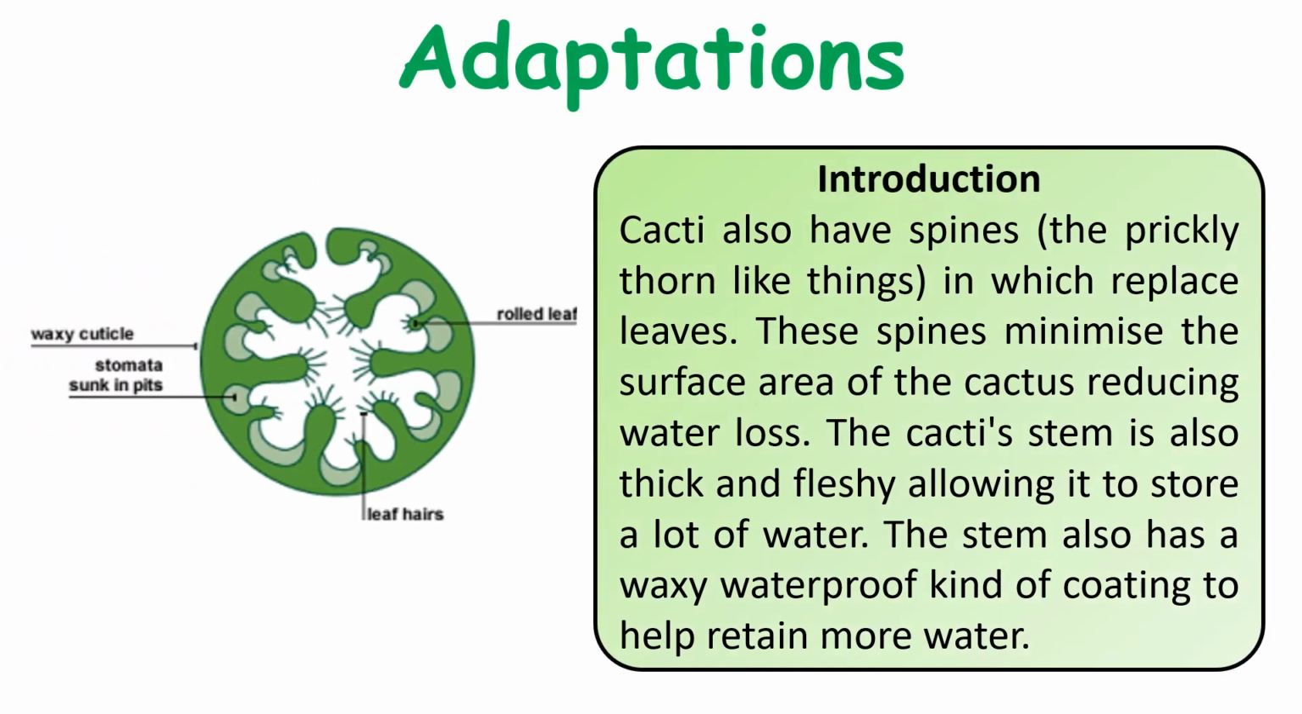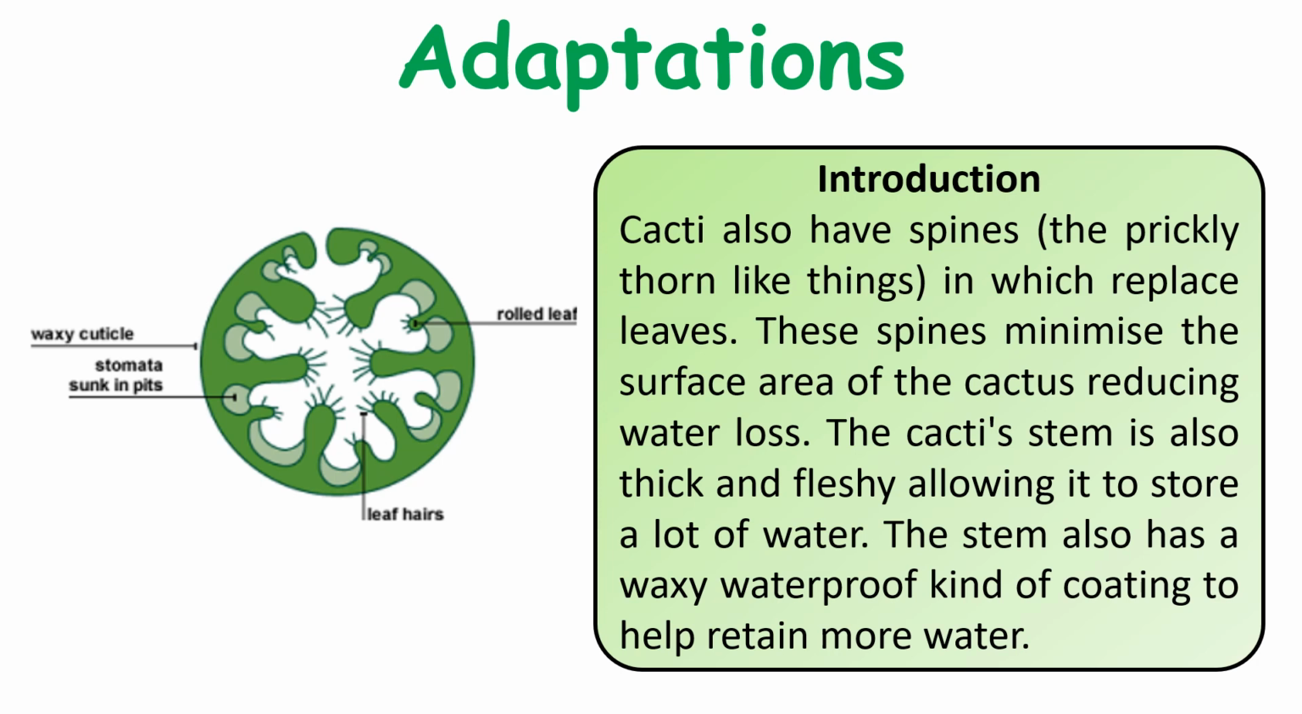Our final adaptation is in plants, so we're going to look at cacti. Right, cacti are adapted to live in very dry environments. The first adaptation is that they have long, shallow roots so they can absorb the water as soon as it rains. They have a very low surface area to volume ratio because they're basically just one leaf that's been rolled up.